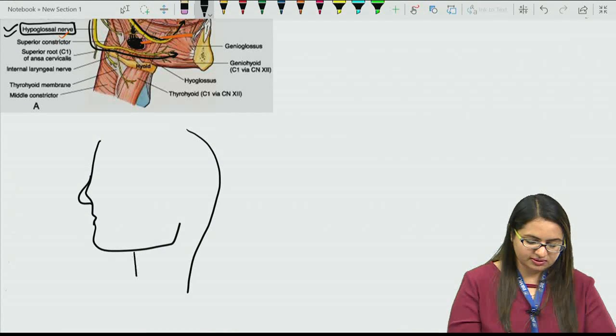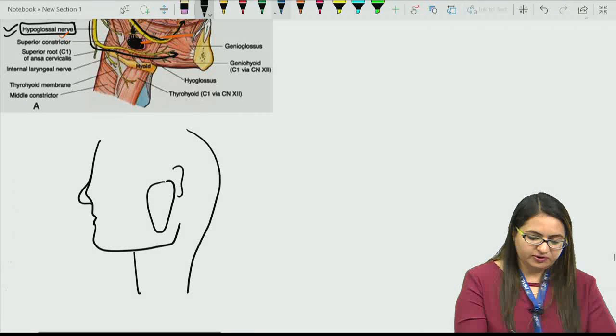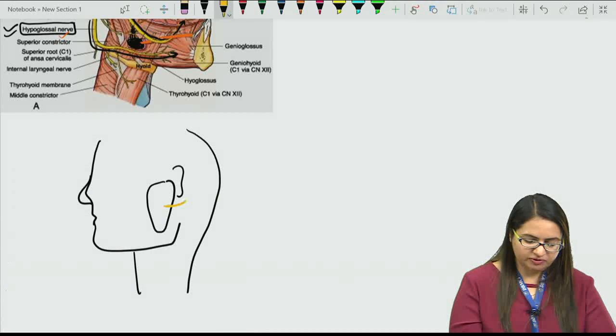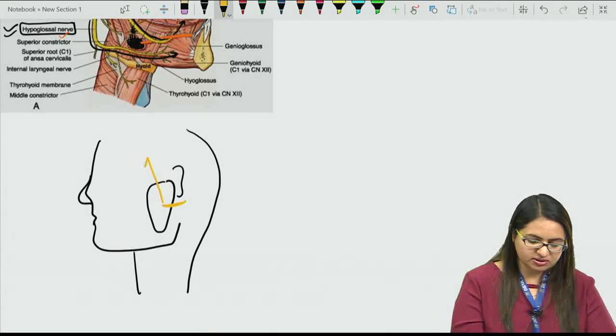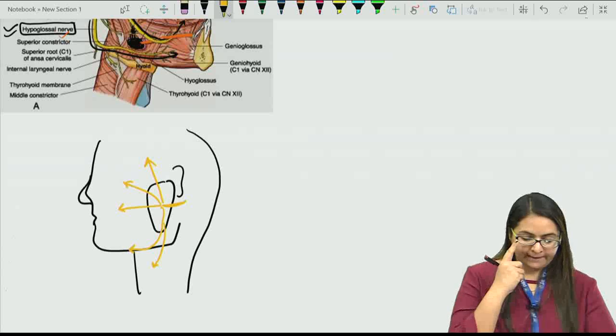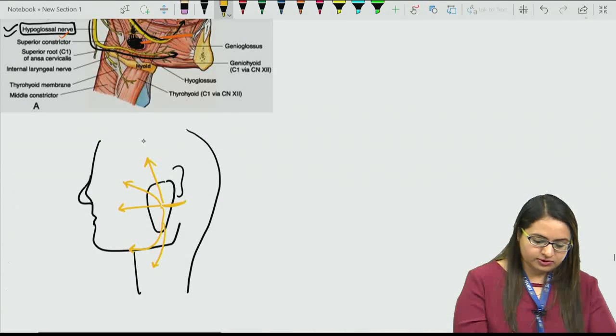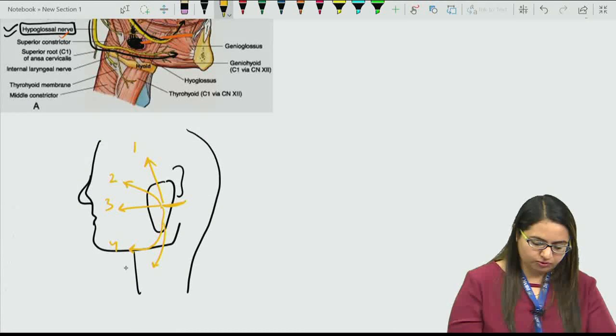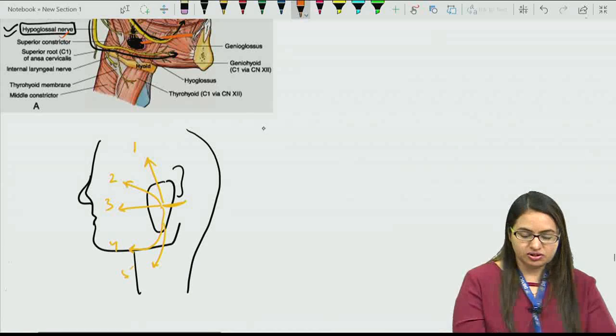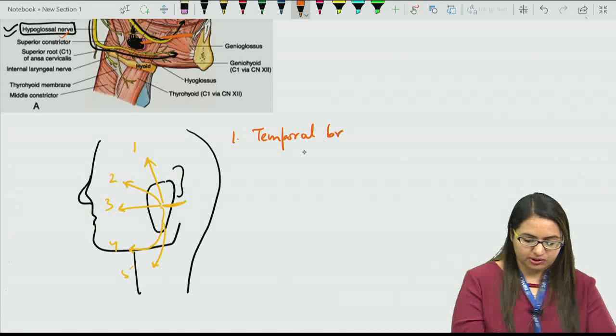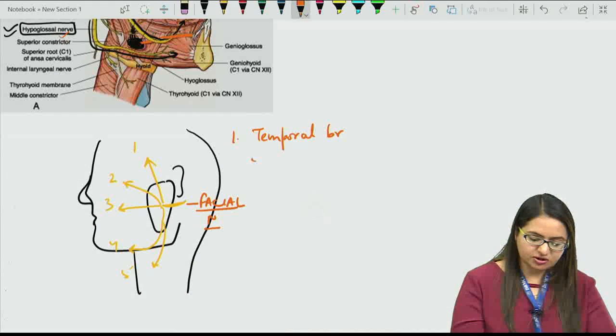if this is the face and this is the parotid region, the facial nerve which is coming from the posterior side, it divides into 5 branches which are going to the respective regions. This is the first, second, third, fourth and the fifth. The first branch in this is the temporal branch. This is the facial nerve and these are the terminal branches.